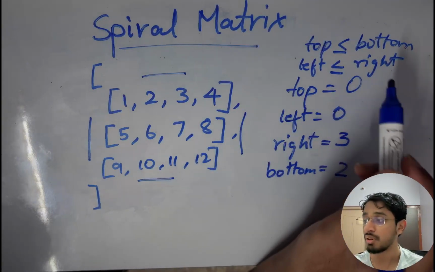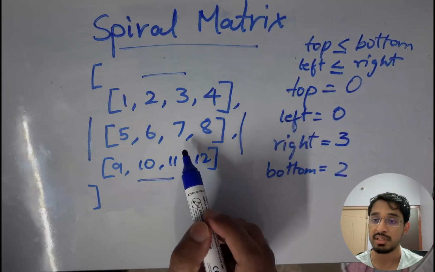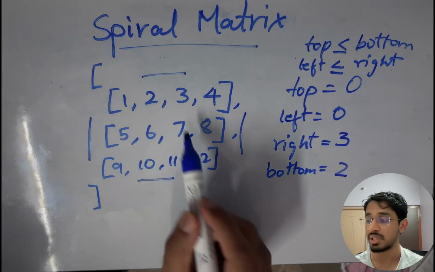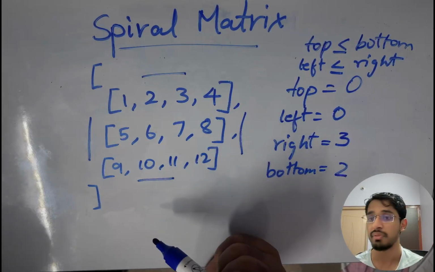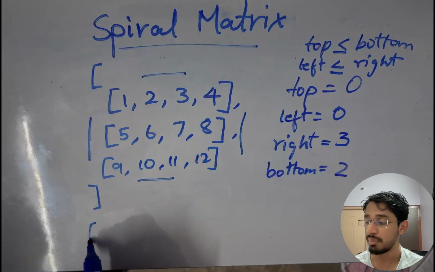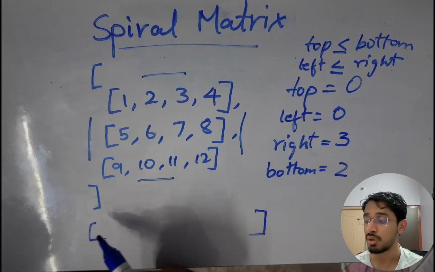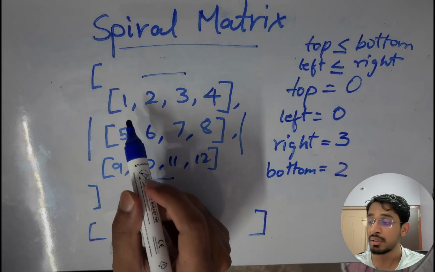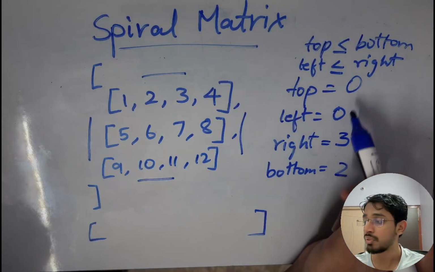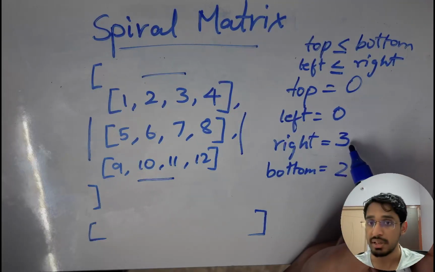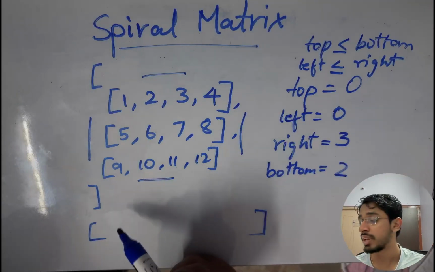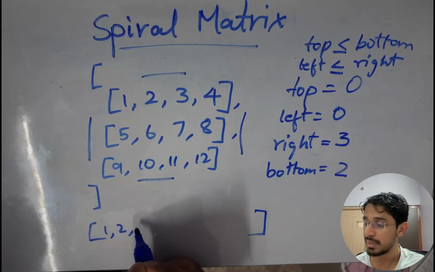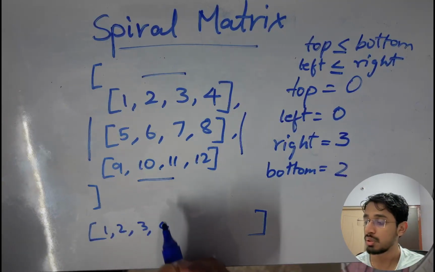If any one of these conditions fails, that means we have reached the end of our spiral. We have gone across every single element, and we have everything within our result array. So basically we'll have a results array, and we keep on pushing elements inside this. Now we start by applying the loop from left to right, where the value of left is 0 and the value of right is 3. Based on these indexes, we keep on pushing to the results array. So we push 1, 2, 3 and 4 to the results array.